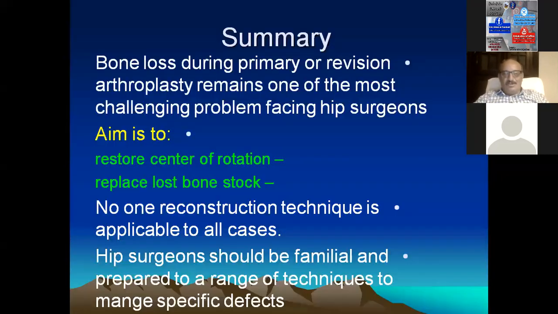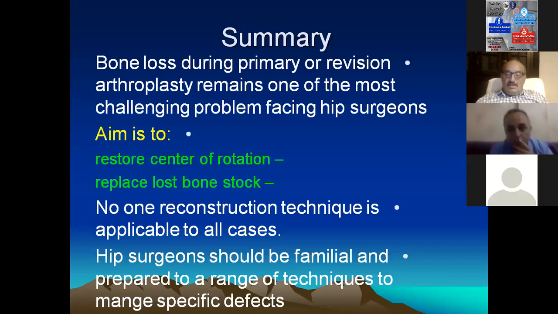Thank you very much. In summary, bone loss during primary and revision arthroplasty remains one of the most challenging problems facing hip surgeons. The aim is to restore the center of rotation and replace lost bone stock. No one reconstruction technique is applicable to all cases. Hip surgeons should be familiar with and prepared for a range of techniques to manage specific defects.